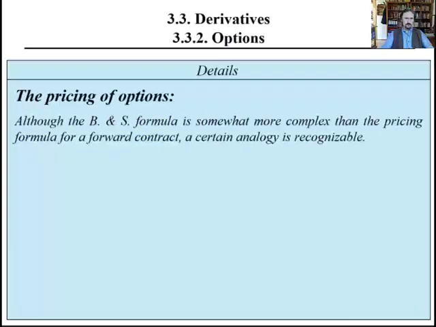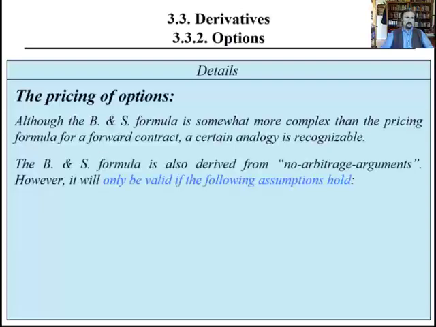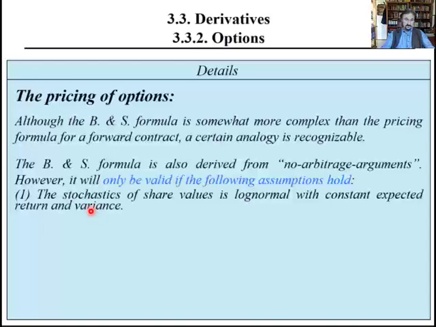In order to derive this formula, a couple of simplifying assumptions have to be made. The basic technique of the mathematical proof relies on a no arbitrage argument, and that is exactly the same type of argument we have used in order to derive the formula for the value of a future before the maturity of this future. Most important simplifying assumptions here are the stochastics of the stock value is log normal with a constant expected return and a constant expected variance. But especially the assumption of a constant variance has proven to be not really realistic.